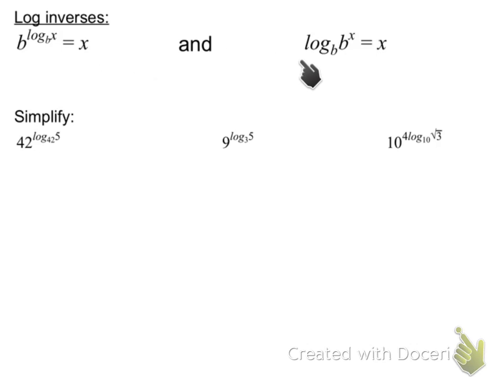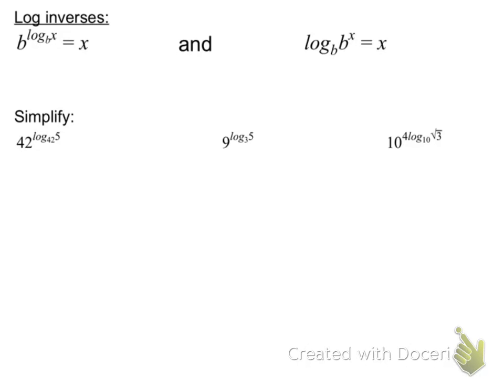On the flip side, what happens if the exponent is inside of the log? So you got log base b of that same base to an exponent x. Those will also cancel each other, leaving you with x, which is the exponent.